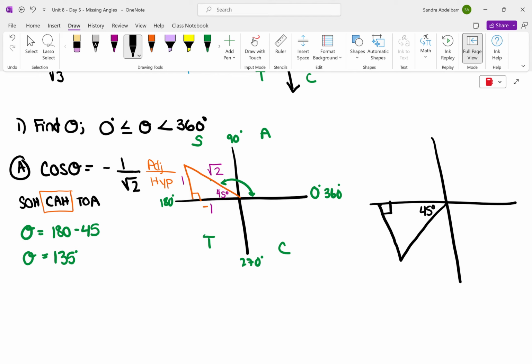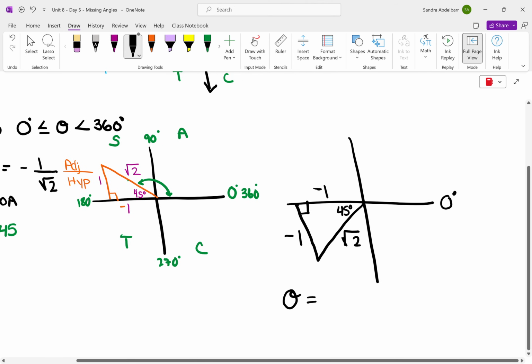We're still using the 45 degrees, though, because we knew it was the 1 and root 2, which means this one is negative and this one is negative. So what would a 45 degrees in quadrant 3 be? How would I find that one? Any guesses?